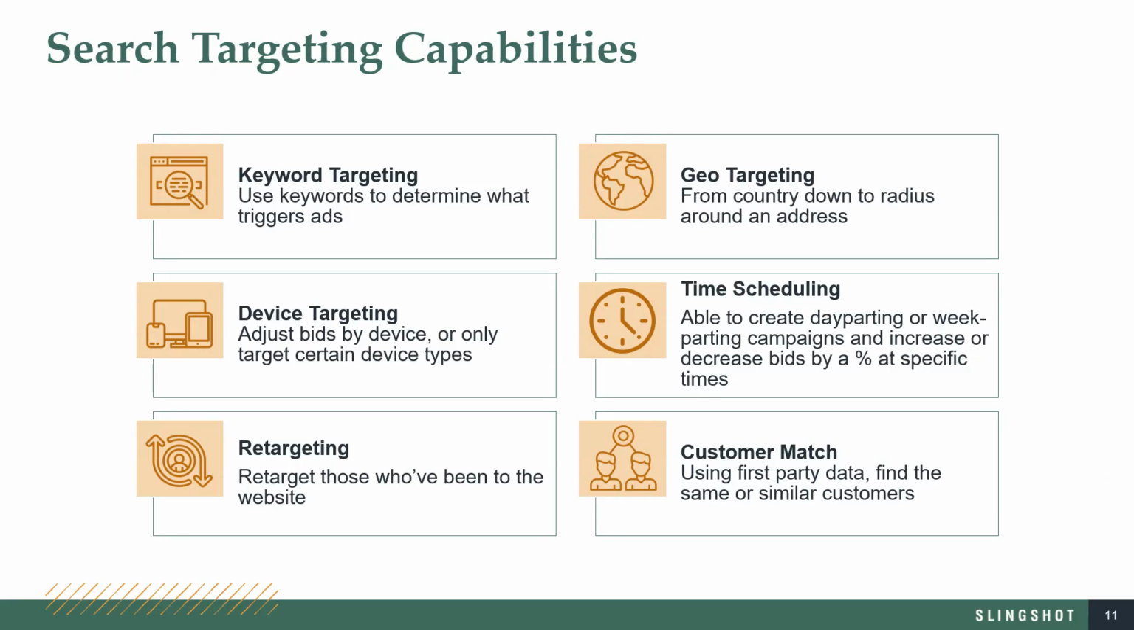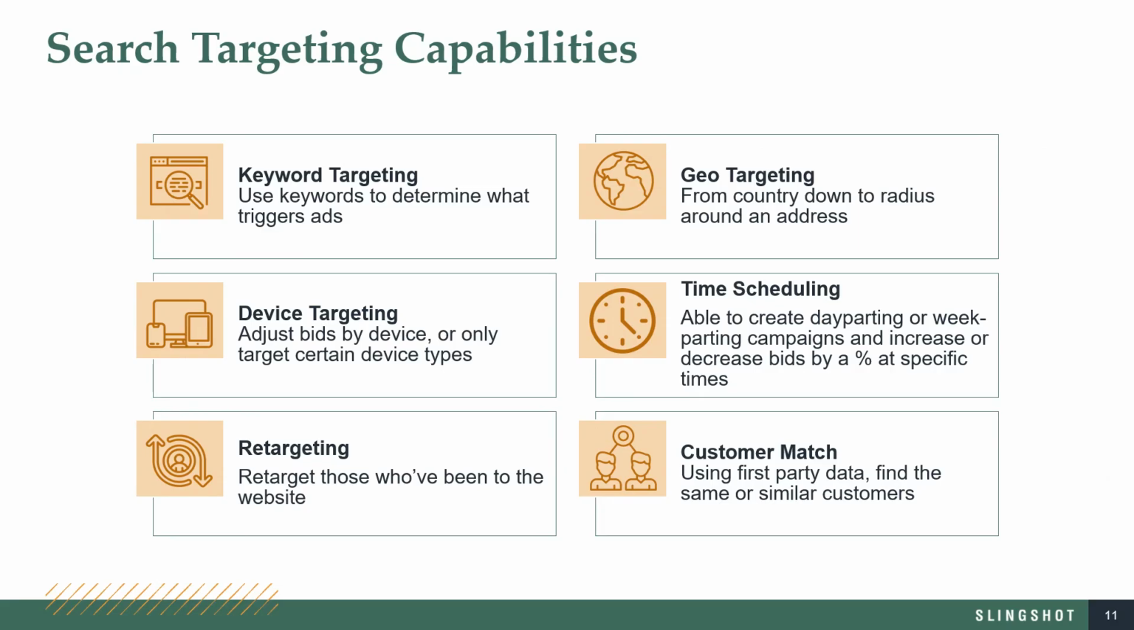You can do geo-targeting, so you can go from a country down to a radius around an address, so you have a lot of flexibility there. Then there's time scheduling, which is really important if you have a very limited budget. You can say, okay, I only want to show on these days and these hours. That way you can cut down your cost and you're not spending at times of day where you might have a whole lot of clicks and no conversions at all.